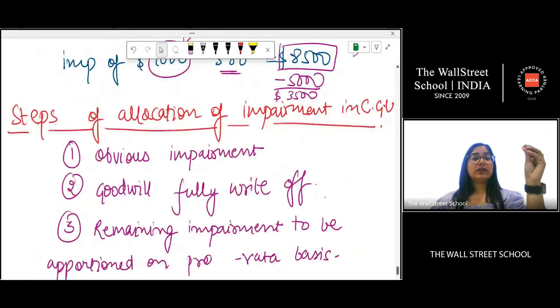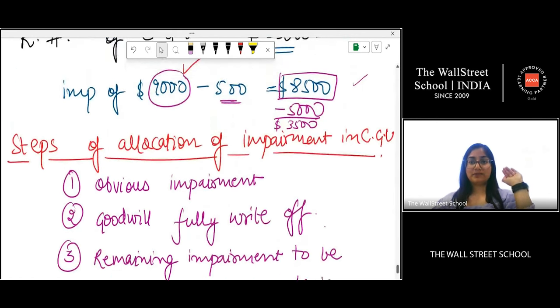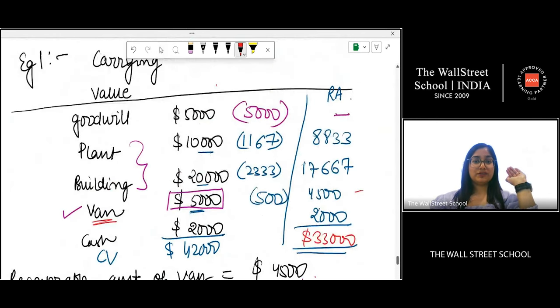अब रूल क्या होता है, what are the steps? जिसपे obvious इंपेयरमेंट लग रही है वो करो, फिर जो बच रहा है उसको किस पे करो? गुडविल को write off करो, क्योंकि इंपेयरमेंट हो रही है तो जो गुडविल है वो भी decrease होगी. गुडविल write off करने के बाद भी अगर कुछ बच रहा है तो उसको pro rata basis पे डालो. तो गुडविल कितने की थी? 5000 की. हमारे पास बच कितना रहा था? 8500. तो 5000 मैं इसमें डाल सकती हूँ.